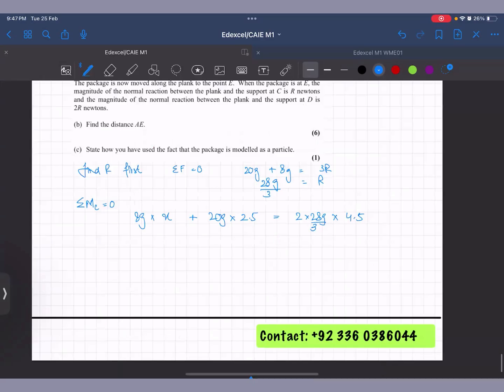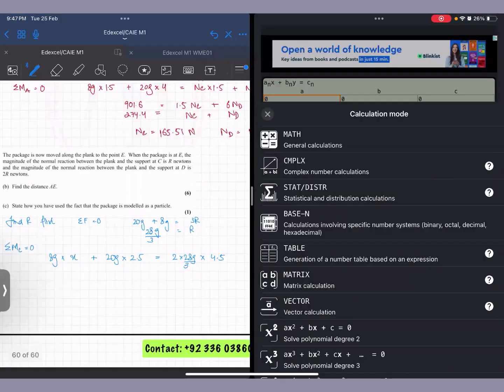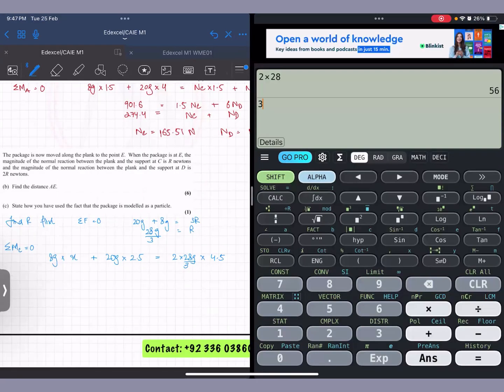This would be, let's get rid of this thing, 2 times 28 over 3. Sorry, 2 times 28 over 3 times 9.8 times 4.5. This is the right part. Minus 20 times 9.8 times 2.5. And this answer divided by 8 times 9.8. So x comes out to be 4.25 meters.